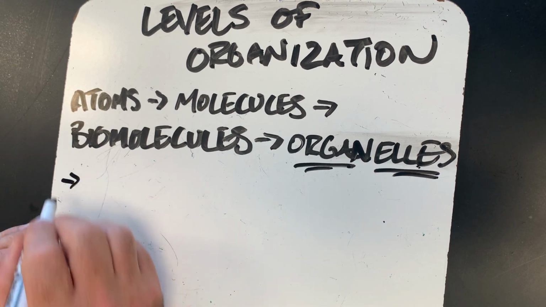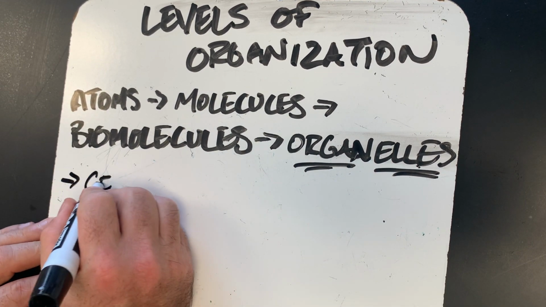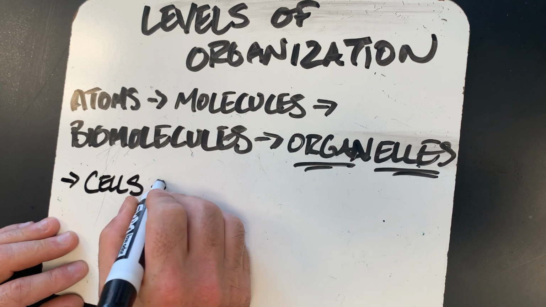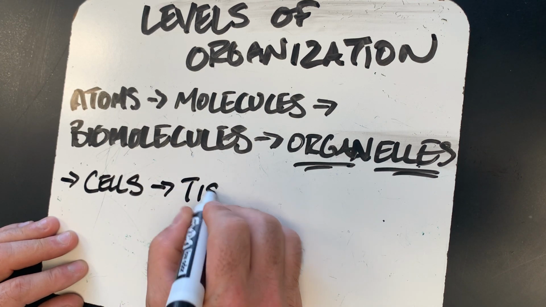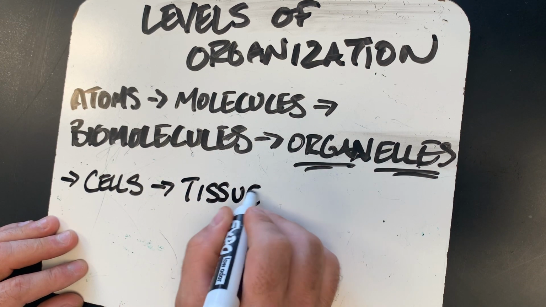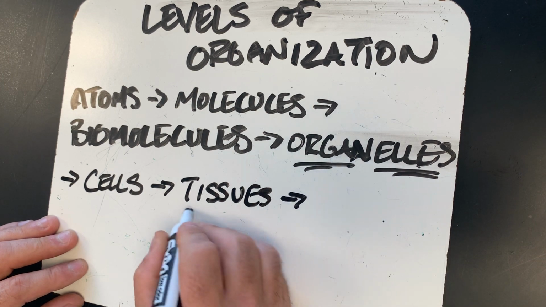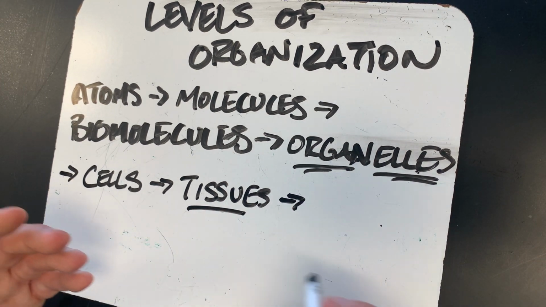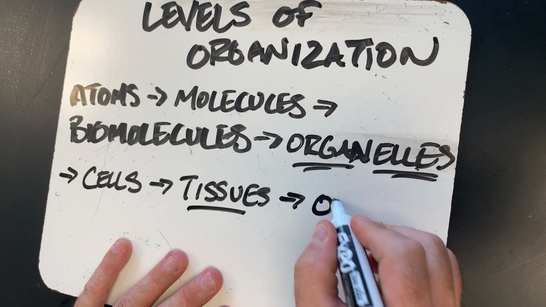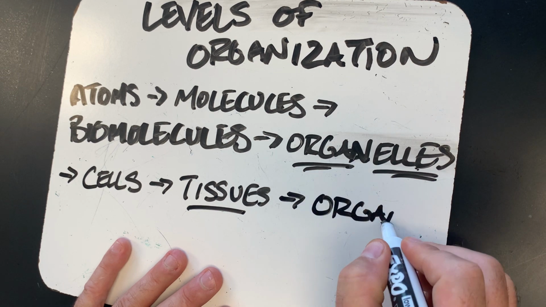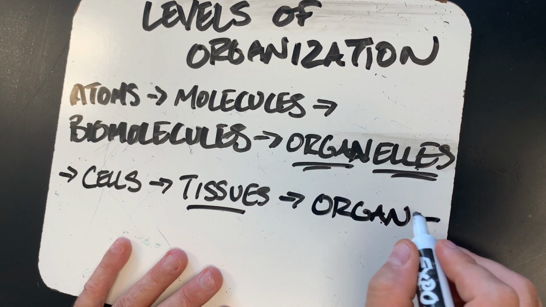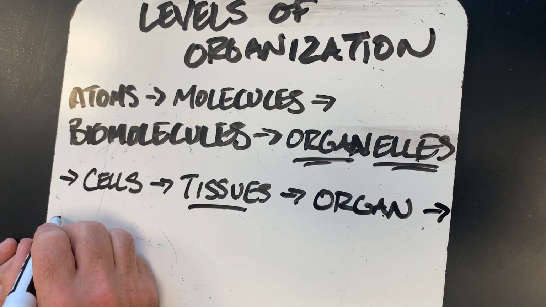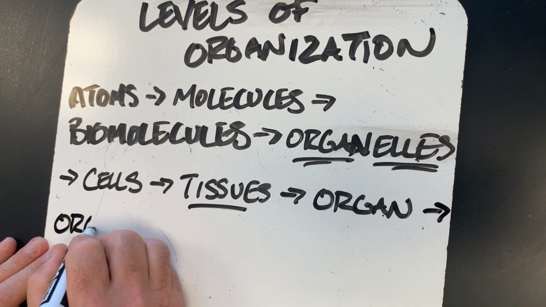And then from organelles form cells. And then cells are going to form tissues. Those are groups of cells working together. And then multiple tissues working together builds an organ. And organs working together make organ systems.